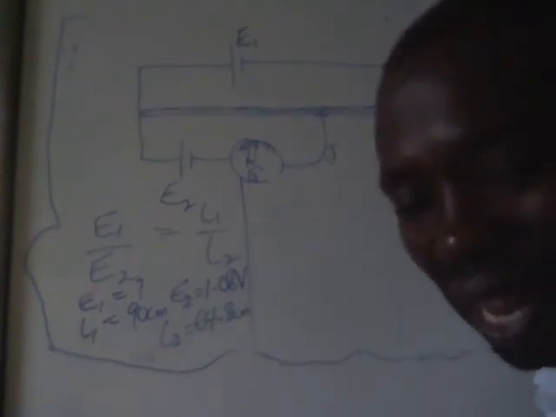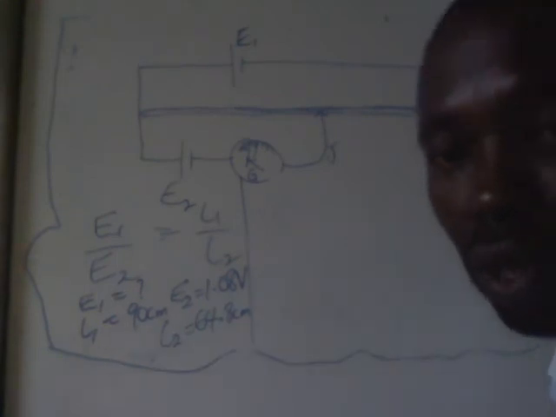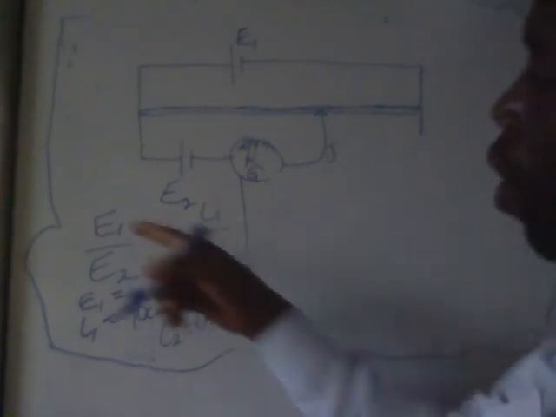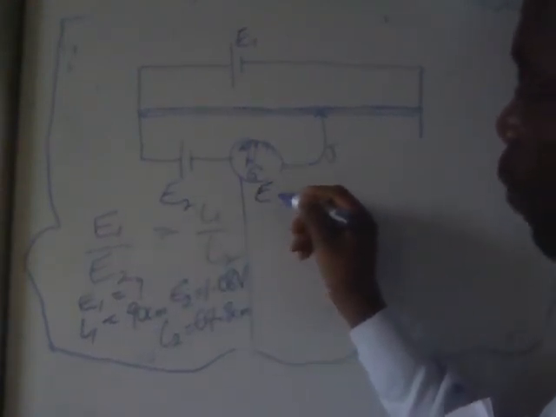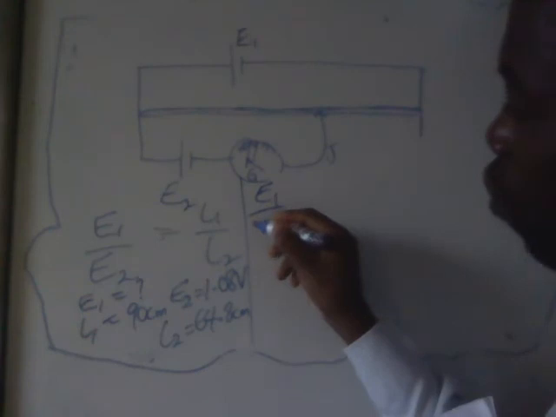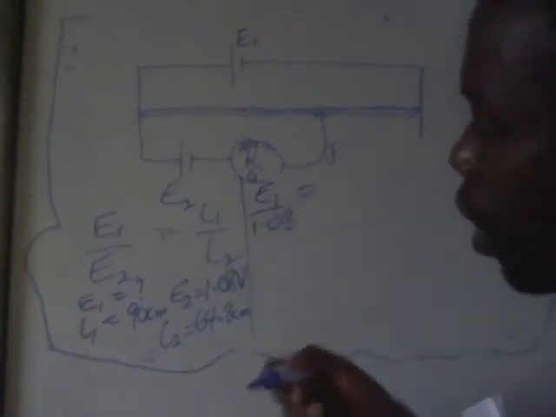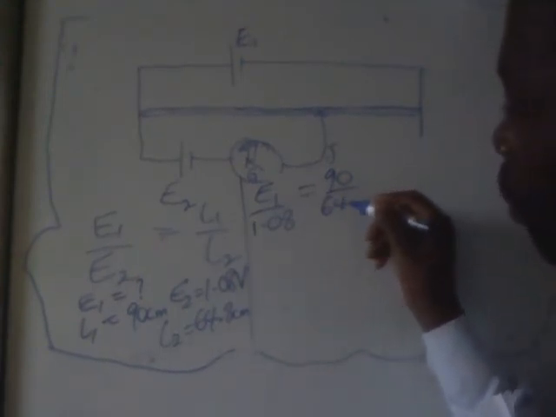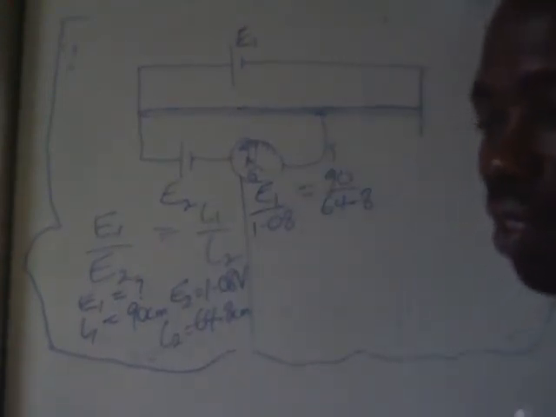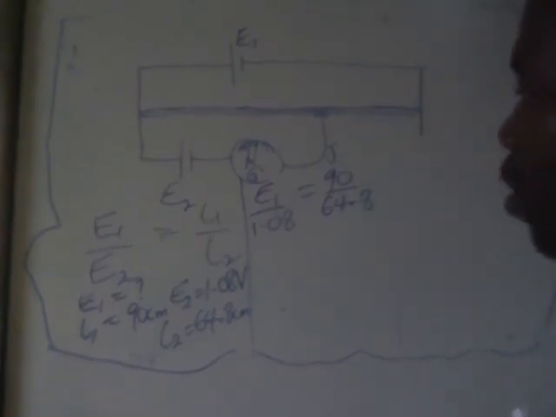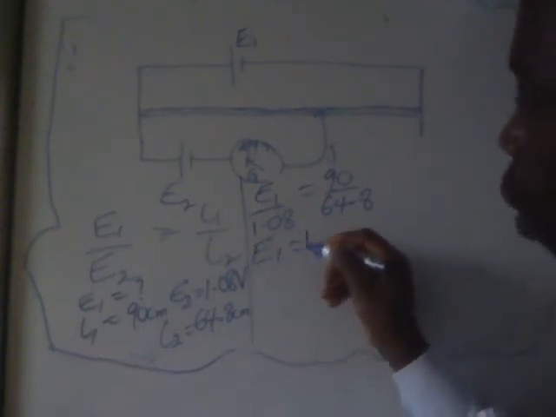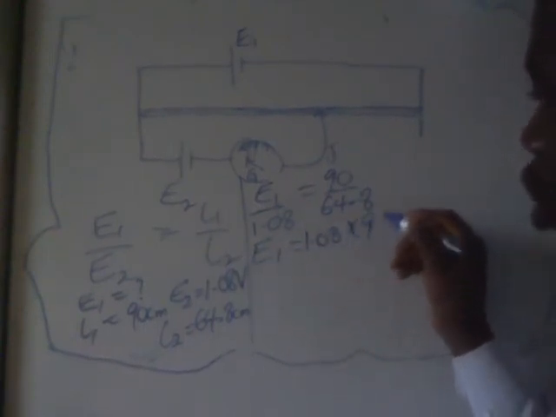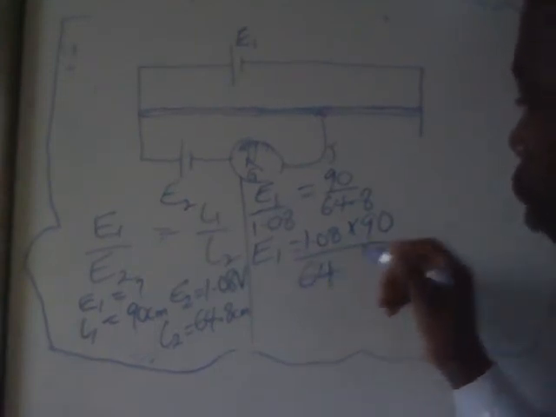They would need to be converted to meters, but they will cancel out when we substitute into the formula. Alright, so let's substitute into the formula. E1 is what we are looking for. E2 is 1.08, equals L1, which is 90, over L2, which is 64.8. Cross multiply and make E1 the subject of the formula. That's E1 equals 1.08 times 90 all over 64.8.